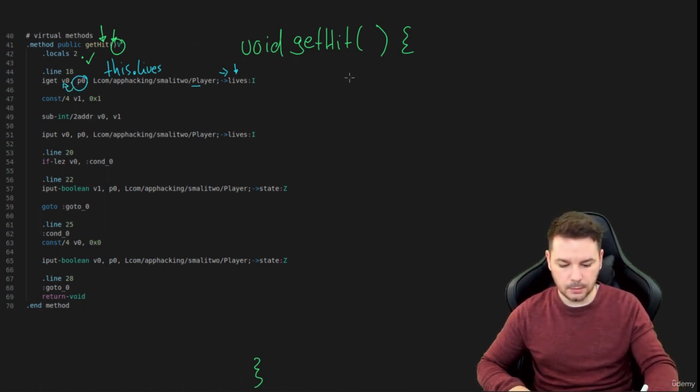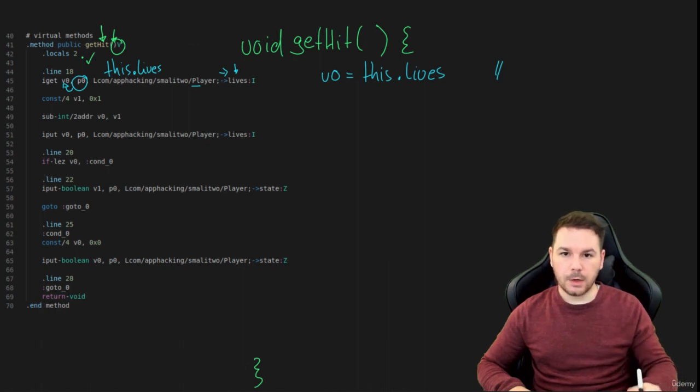And let's write this down. v0 is equal to this dot lives. Okay. The p0 register is the only one I like to replace. Otherwise, I like to keep sticking to the original register values.